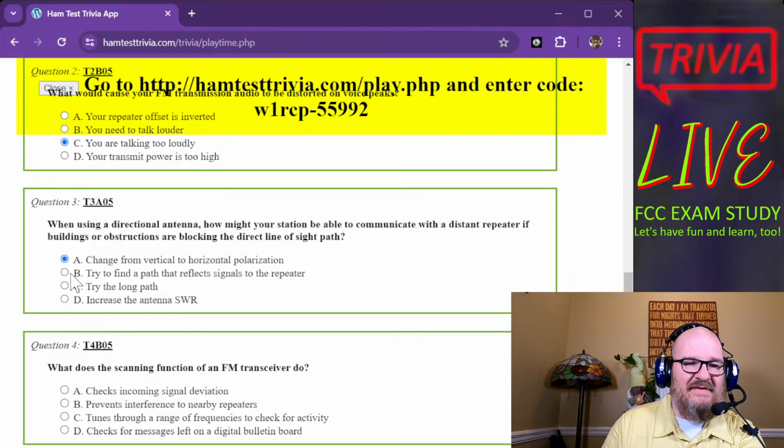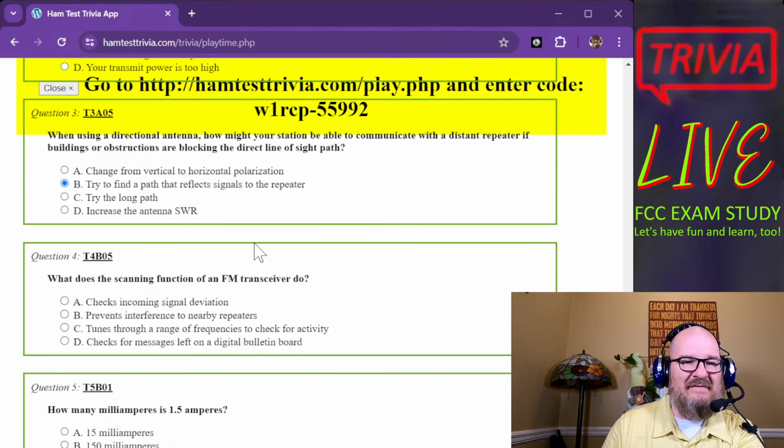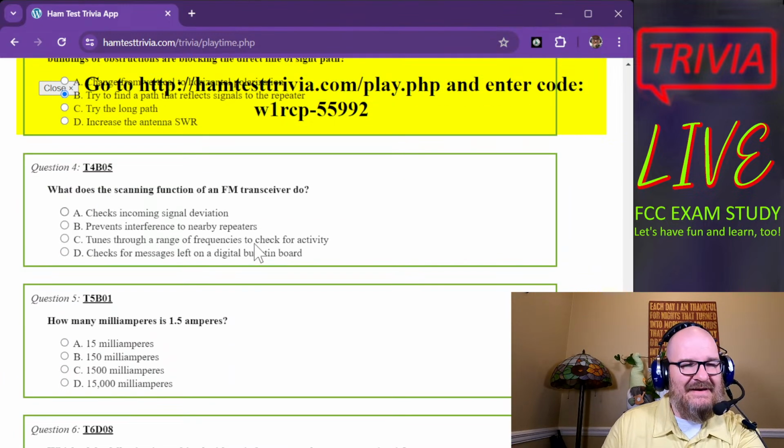I'm going to say try to find a path that reflects the signal to the repeater. I've actually done that. Sometimes I've used semi-trucks to reflect on the interstate. So I hope I'm not wrong. This is some tough ones tonight.